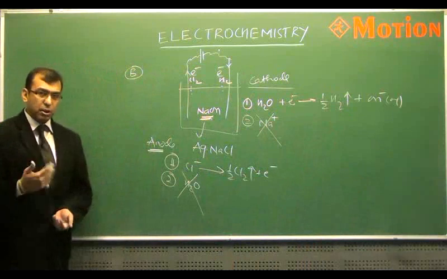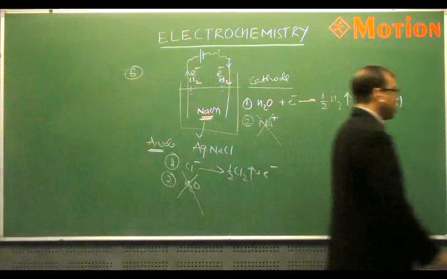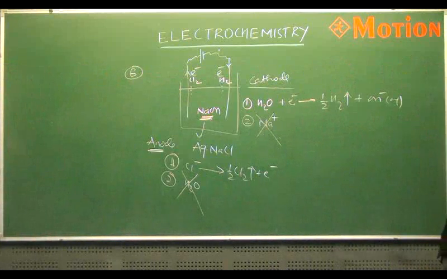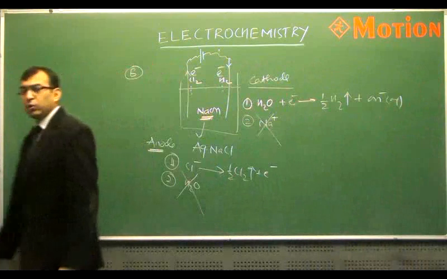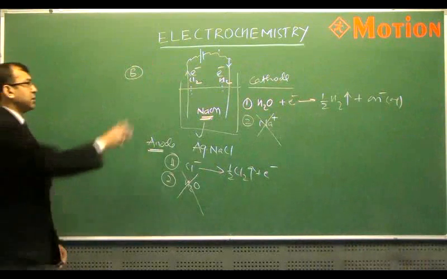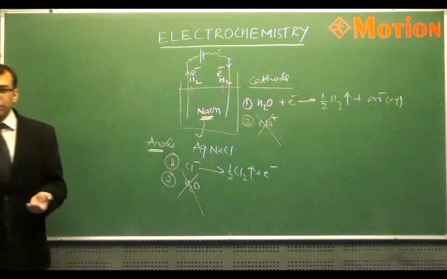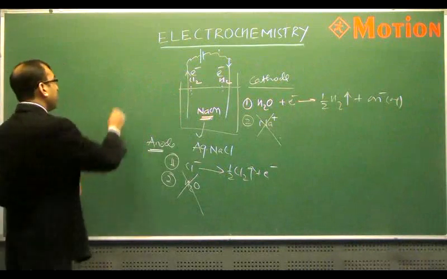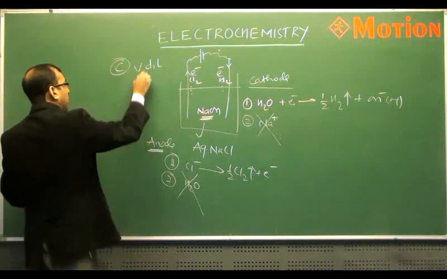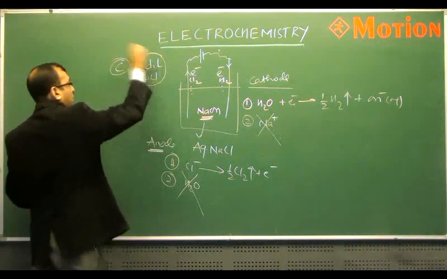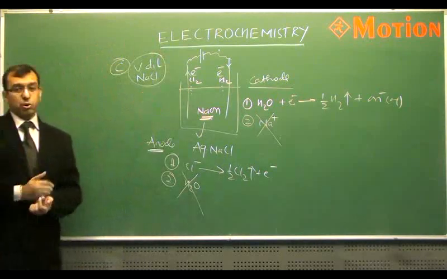So this was one case. Now let's take another case. Say this NaCl solution was not concentrated enough, say it was very dilute. I am talking about case C. This was a significantly concentrated NaCl. Now I am taking a very dilute NaCl solution, electrolysis using platinum electrodes.